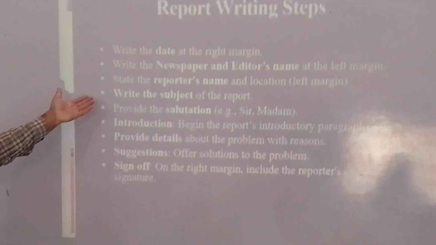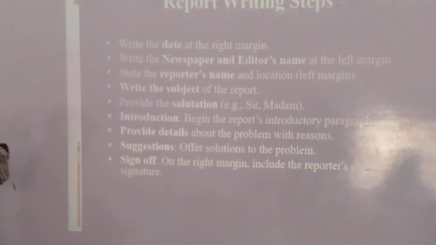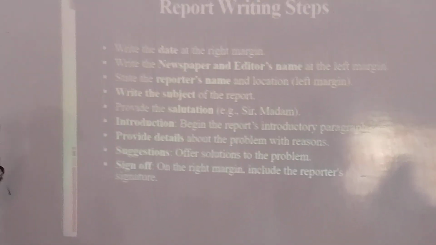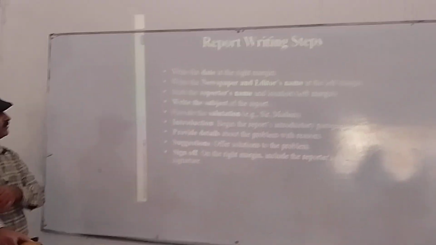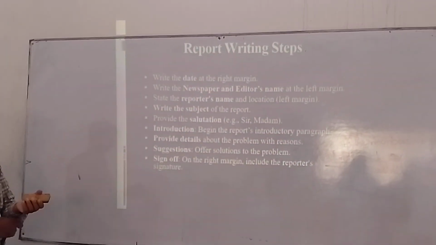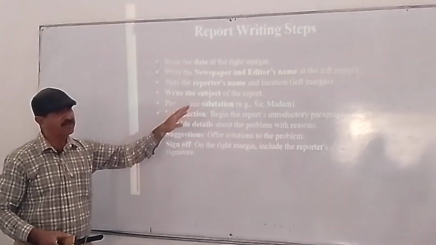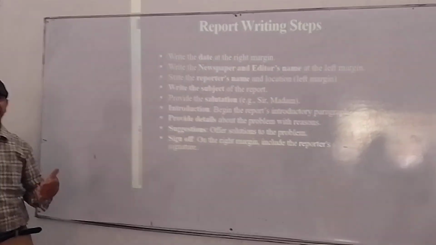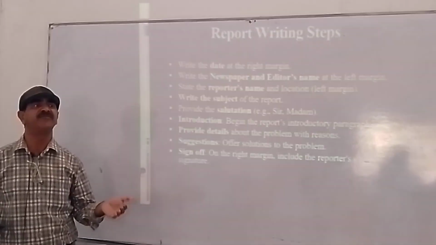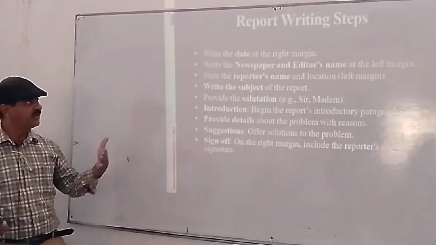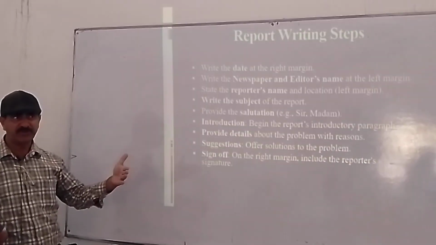Clear? City ABC. And then what's the name? Your name, like crime reporter or something else. Clear? Or assistant to the principal. Or write the subject of the report. What is it? Condition of classroom. Condition of second year classroom. Clear? That is the subject. So we have chosen the subject.